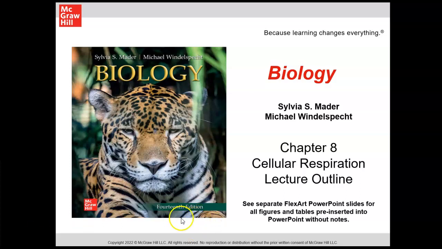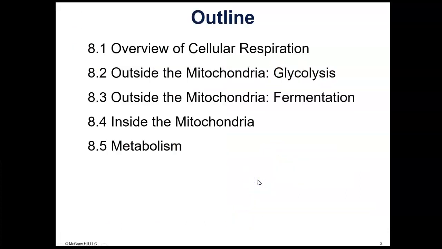These are the lecture notes for Chapter 8 on cellular respiration. There are 5 sections. Section 1 is an overview of cellular respiration. You definitely are going to need to know the overall chemical reaction for cellular respiration. But since we have completed Chapter 7, it's going to be the reverse of the reaction for photosynthesis.